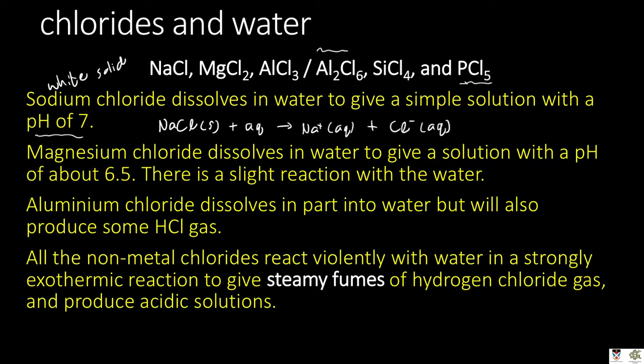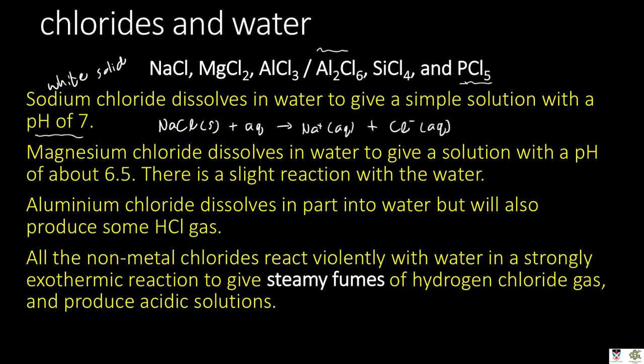The next one, if we move one along, magnesium chloride. So again, we have an ionic compound. Magnesium chloride will also dissolve in water, a very similar process to sodium chloride. It's a white solid. It will dissolve and disappear as it dissolves in the water. But in this case, it's not going to have a pH of exactly 7. It's going to be very close. It forms a pH of about 6.5.